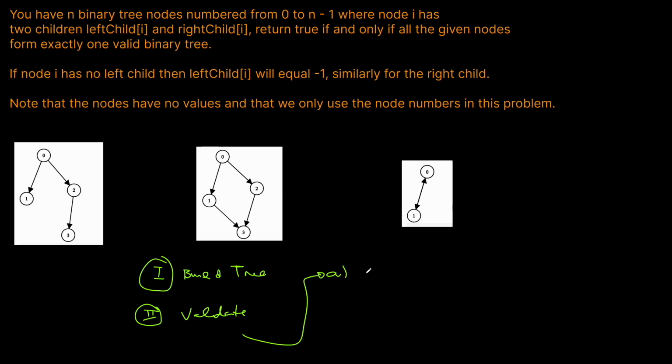The first edge case is going to be cycles, right? This is the case where a child points to its parent and then the parent points to the child. Obviously, we can't have that.